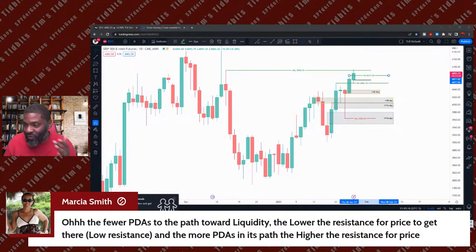Yes, the fewer PD arrays in the path toward liquidity, the lower the resistance for the price to get there. Low resistance, the more probable. Exactly. That's the way I understand it, and that's what's been working for me. Is that the way that ICT understands it? I don't know, but I like to think that that's the way he understands it because it's been working for me. And if he says it's not, just let me think what I think.